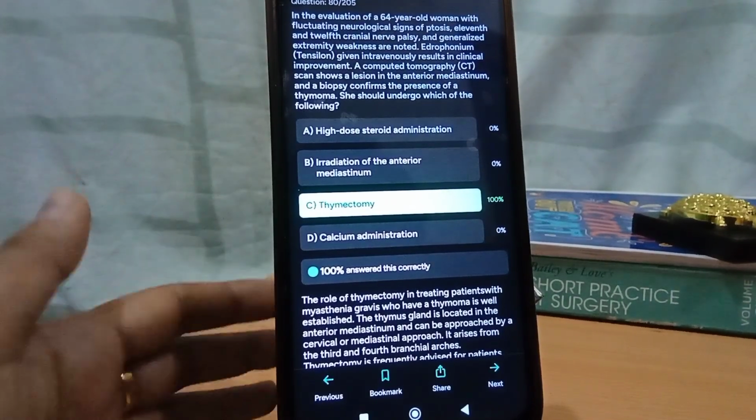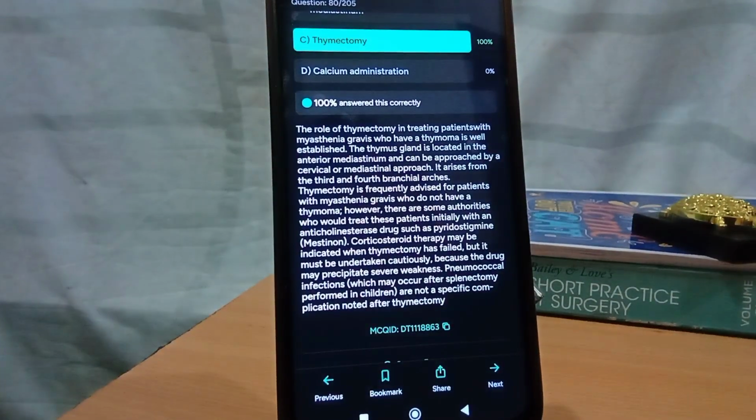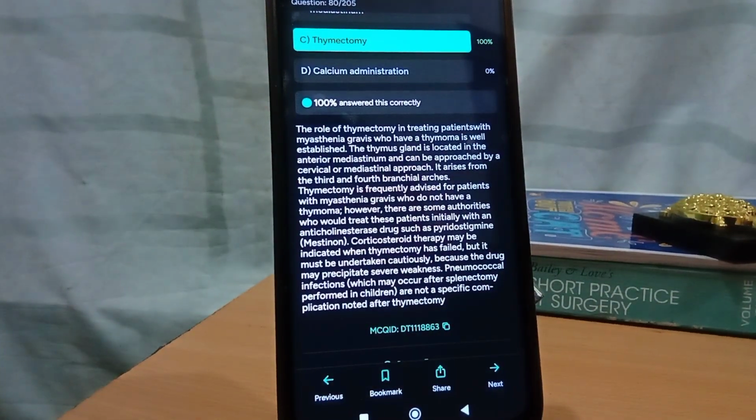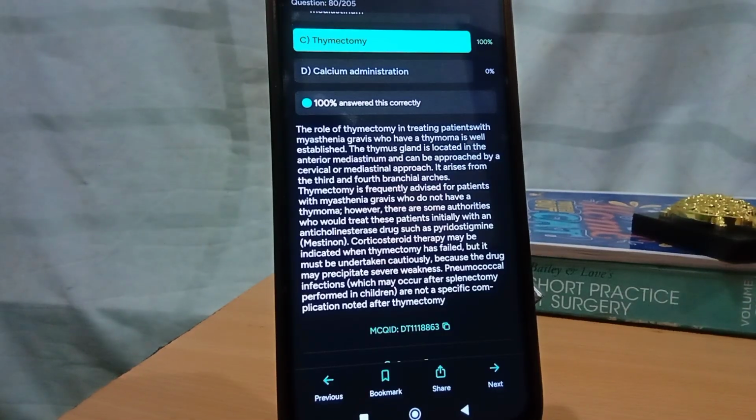The role of thymectomy in treating patients with myasthenia gravis who have a thymoma is well established. The thymus gland is located in the anterior mediastinum and can be approached by a cervical or mediastinal approach. It arises from the third and fourth branchial arches. Thymectomy is frequently advised for patients with myasthenia gravis who do not have a thymoma.